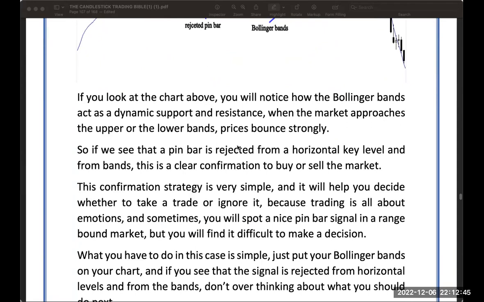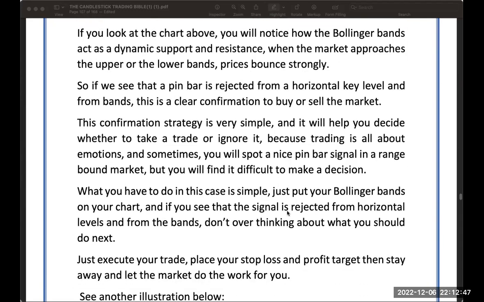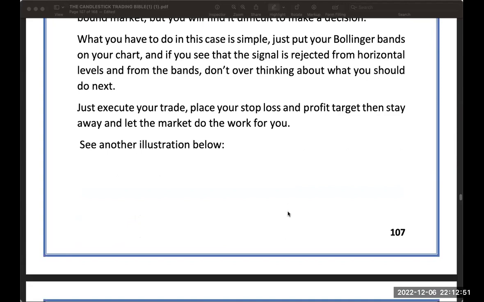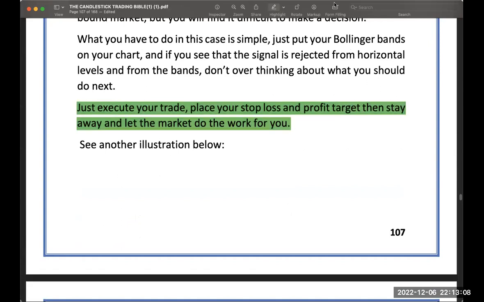What you have to do in this case is simple. Just put your Bollinger Bands on your chart, and if you see that the signal is rejected from the horizontal levels and from the bands, don't overthink what you should do next. Just execute your trade, place your stop loss and profit target, then steer away, let the market do the work for you. This basically explains everything.